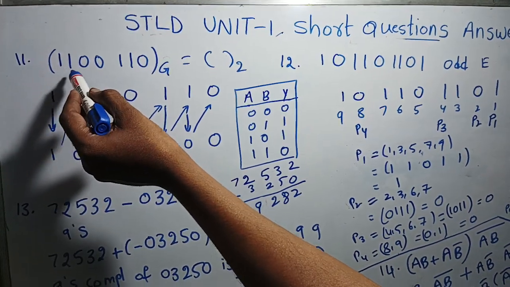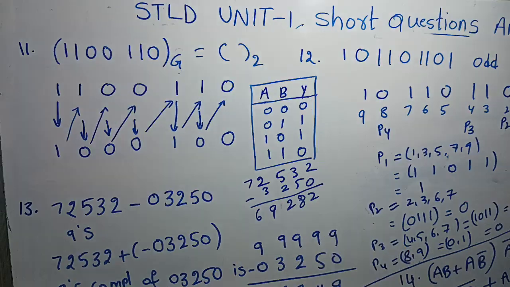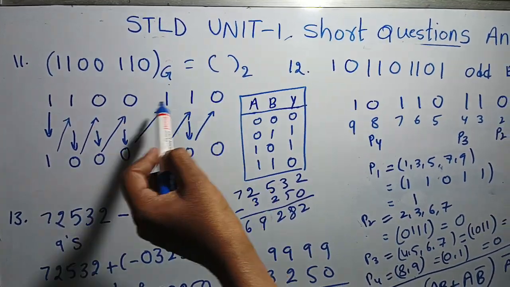Question number 11. 11001110, Gray code to binary. We have to convert the given number from Gray to binary. First, you can write the Gray code.